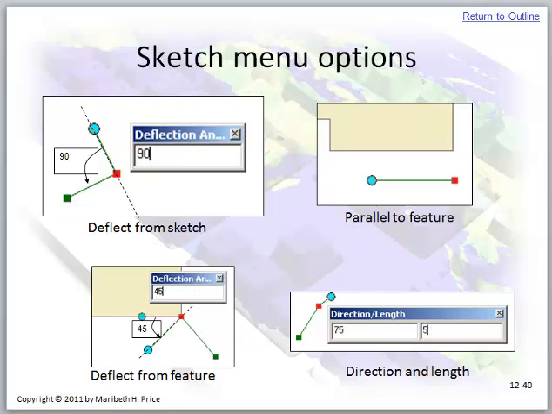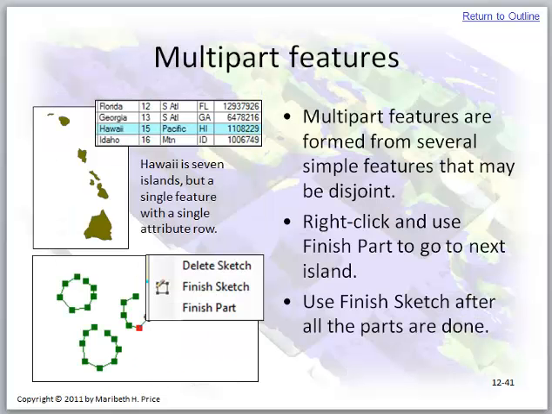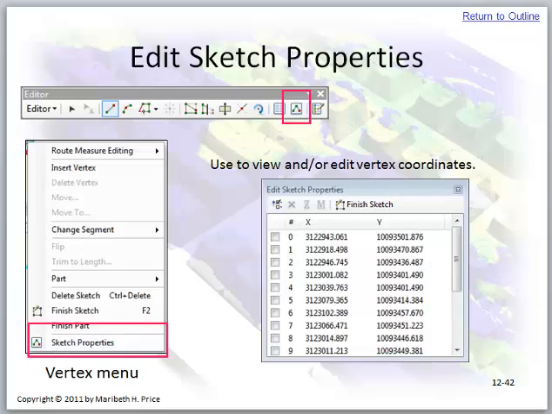Here's some more of the options. Multipart features we won't be creating in this course, but you could refer back to this as necessary. Editing sketch properties, you'll be doing that, and we'll also be using this icon, and give yourself a quick quiz. What is that icon for? If you don't know, back up a little bit or use your book to figure out what that icon is. You'll need to use it in Lab 5 extensively.